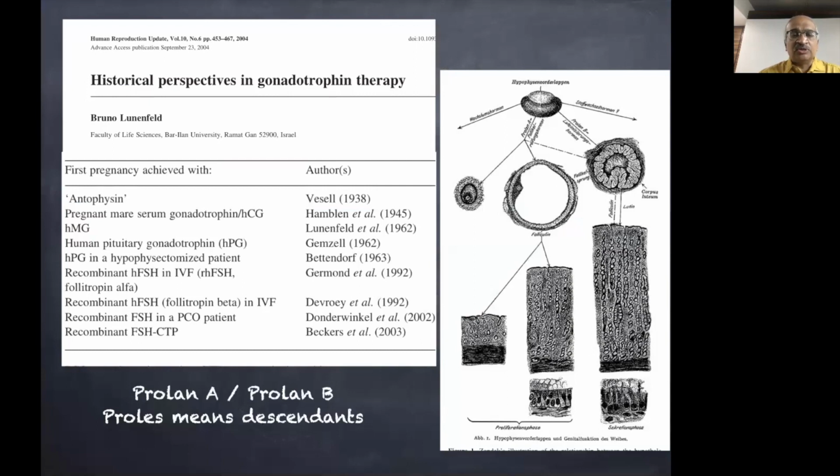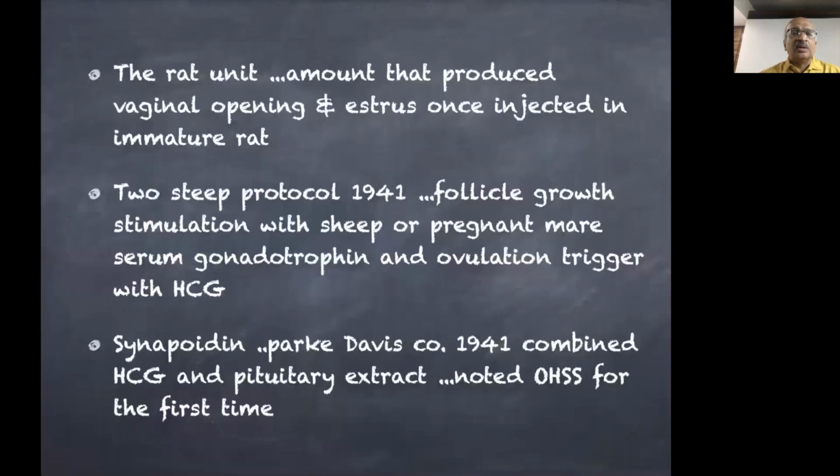Initially it was called prolan A and prolan B, and prolan means descendants. So it was basically compared to the pituitary, with descendant hormones from the pituitary acting on the ovary, as depicted in the picture, and follicular growth will take place. Then the standardization of the gonadotrophin was in question. Initially it was standardized as the rat unit. The rat unit is the amount that is responsible for forming the vaginal opening and estrus once injected into an immature rat.